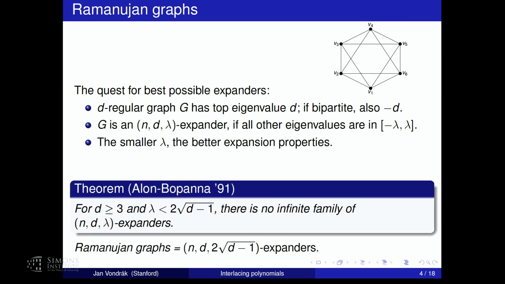This is given by the Alon-Boppana theorem. Generally, you cannot hope for lambda smaller than 2 square root d minus 1. For particular small graphs, you can have lambda smaller than this, but you cannot have an infinite family of graphs, for arbitrarily large n, where lambda is strictly below 2 square root d minus 1. So this is the optimal bound that you can hope for. The question is, are there such infinite families of graphs?